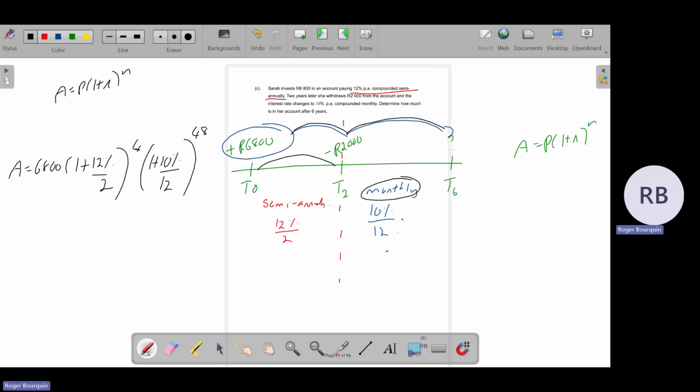Everybody with me up to there? Right. Then what do you do? You minus 2,000. But by taking out that 2,000, you don't just lose 2,000, you've got to lose the interest that you would have got on it. So what interest do you lose? You lose those 4 years worth of interest, applied to the 2,000. So it's going to be 1 plus 10% over 12, 4 years interest is going to be to the 48. Do it in one step.